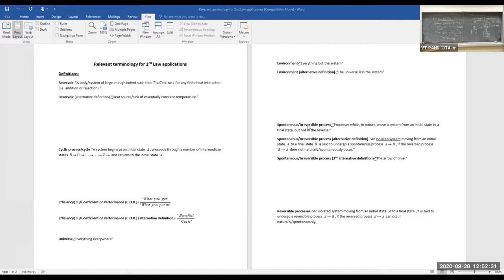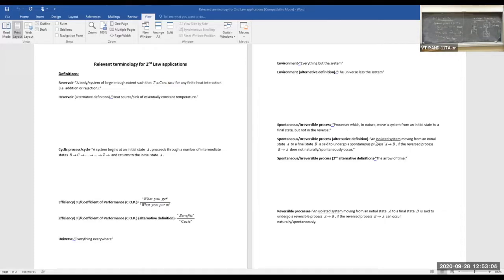You can think about spontaneous as meaning occurring in one direction only in nature. That's what the term irreversible means. Spontaneous or irreversible processes are processes which in nature move a system from an initial to a final state, but not in the reverse. So in nature, a spontaneous or irreversible process occurs in one direction only.